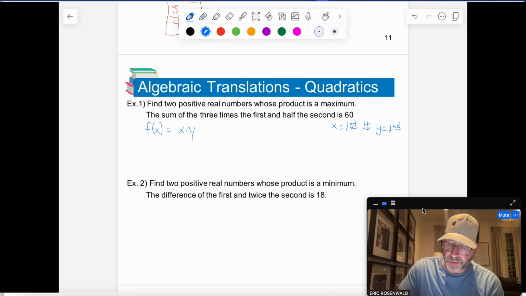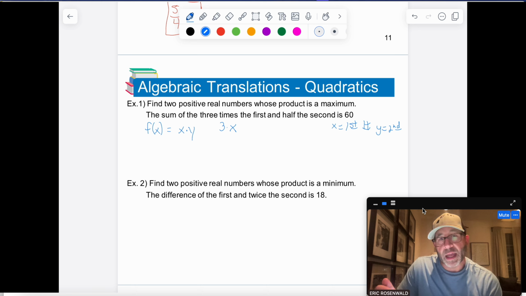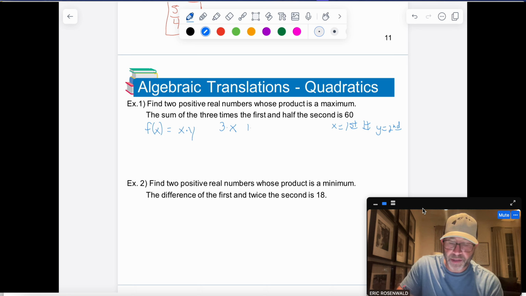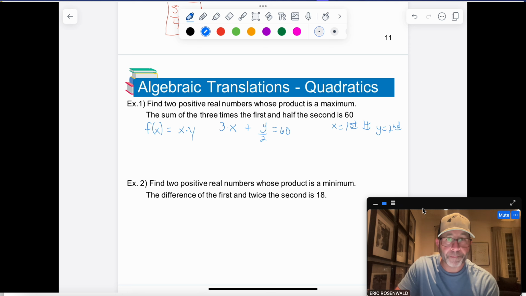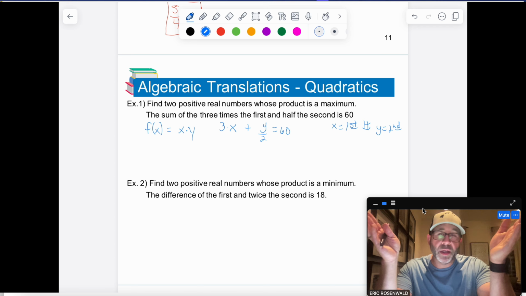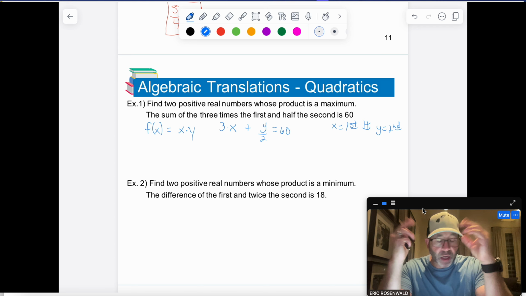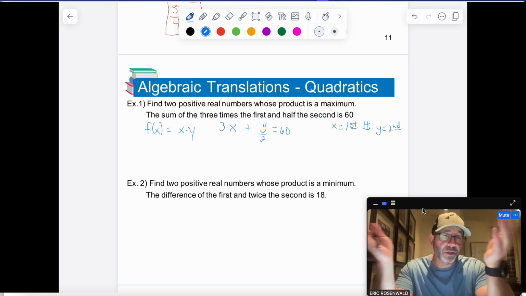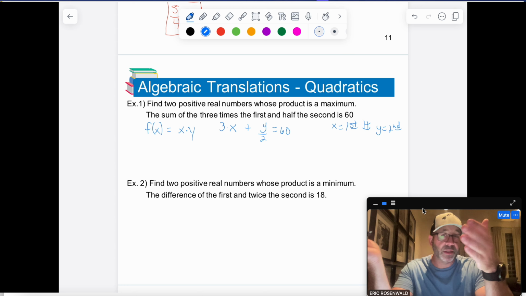Now let's work on the second equation. It says the sum of 3 times the first. So my first number is x. 3 times this would be 3x. And half of the second, well, my second one is y. Half of this is y over 2. And this is going to equal 60. Okay? Now, what you could tell right away is that what we've just done is we actually set up a system where we've got two separate equations going on. So we've got to solve for one and plug it into the other one.